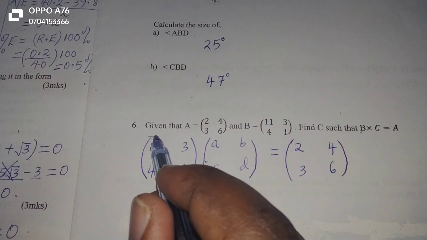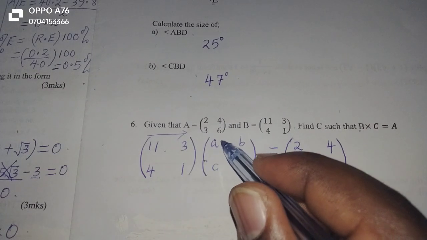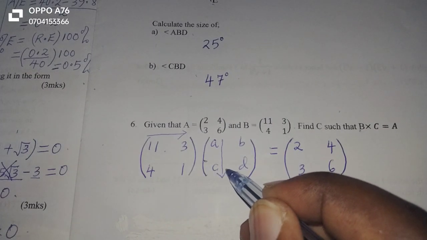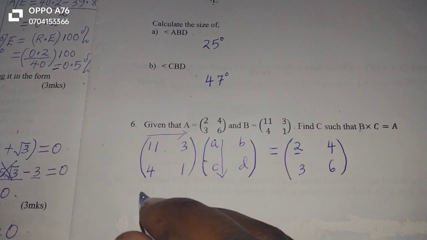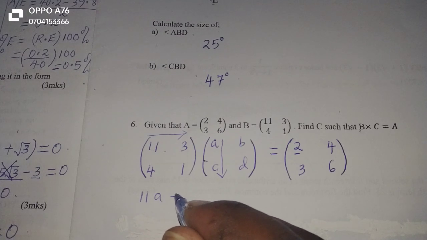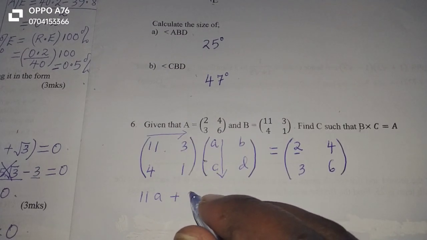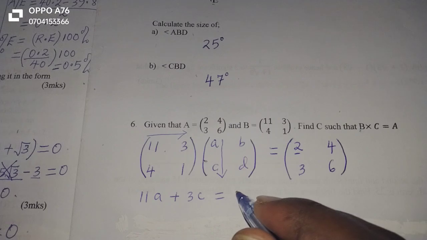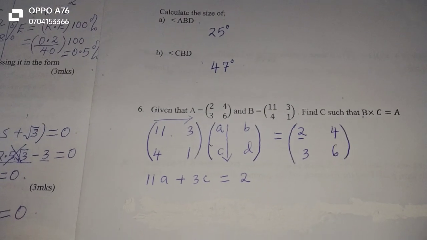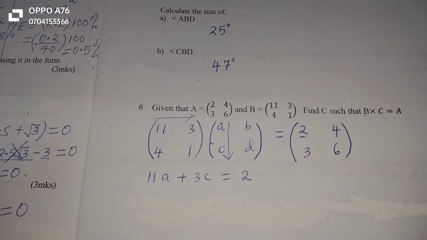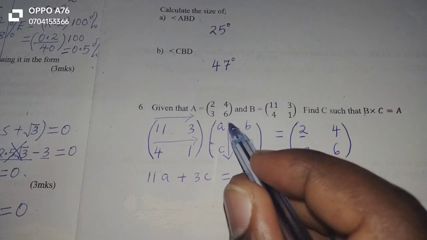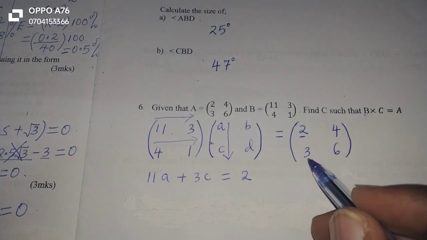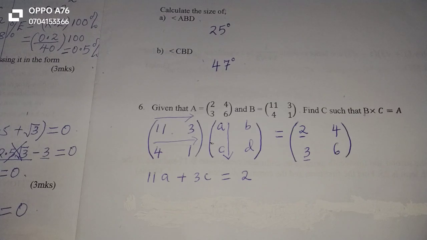When we take the first row here times the first column here, we're supposed to get the first element in the answer matrix. So 11 by a, 11a plus 3c, we're supposed to get 2. That is one equation. Another equation can still be formed when we take the second row and multiply again with the first column; we should get the element at this position.